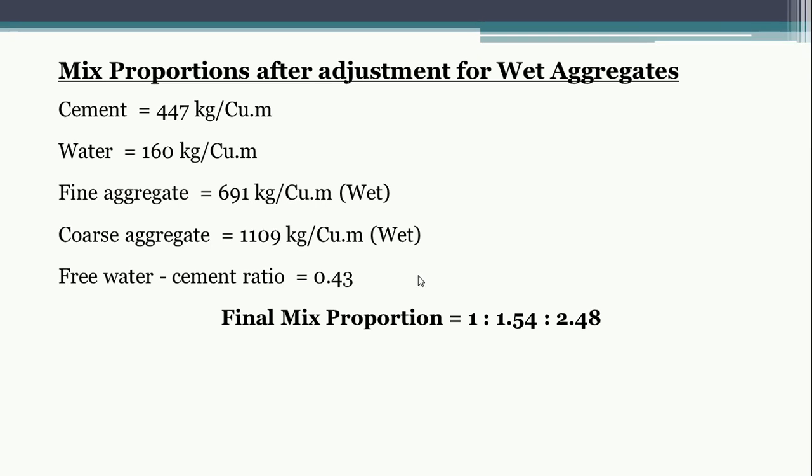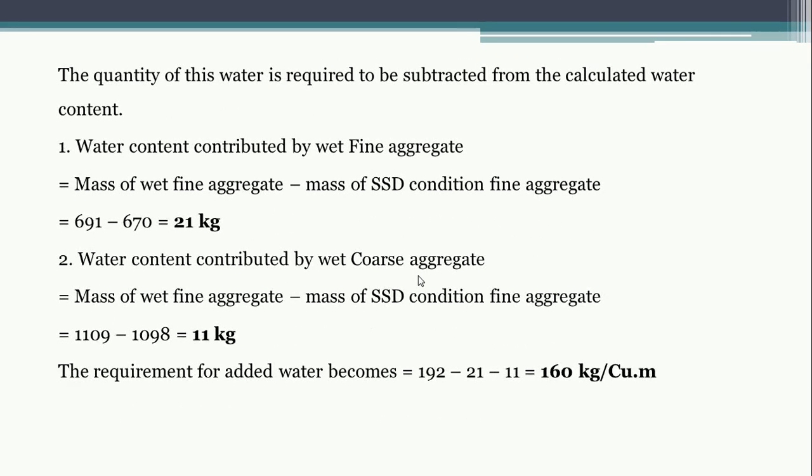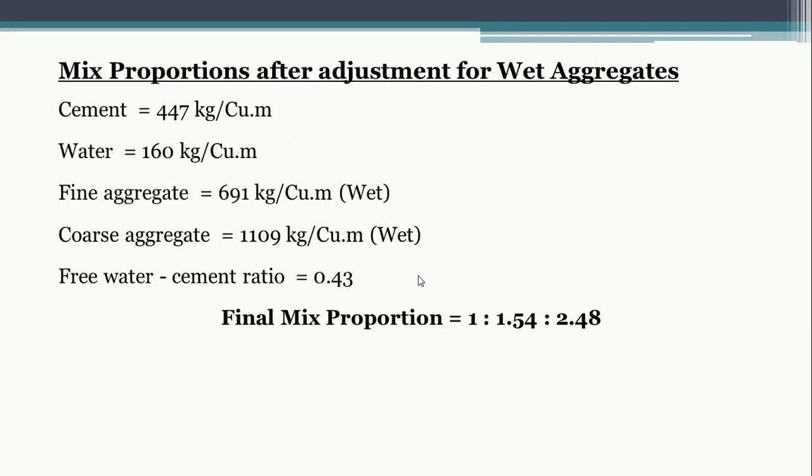And fine aggregate earlier was 670, now it has become 691. And coarse aggregate earlier was 1098, that is in SSD condition, now it is 1109. And the water cement ratio remains the same, 0.43. So if you take the final mix proportion, 447 is one proportion of cement. For fine aggregate, 691 divided by 447 gives 1.54. Similarly for coarse aggregate, 1109 divided by 447 gives 2.48.